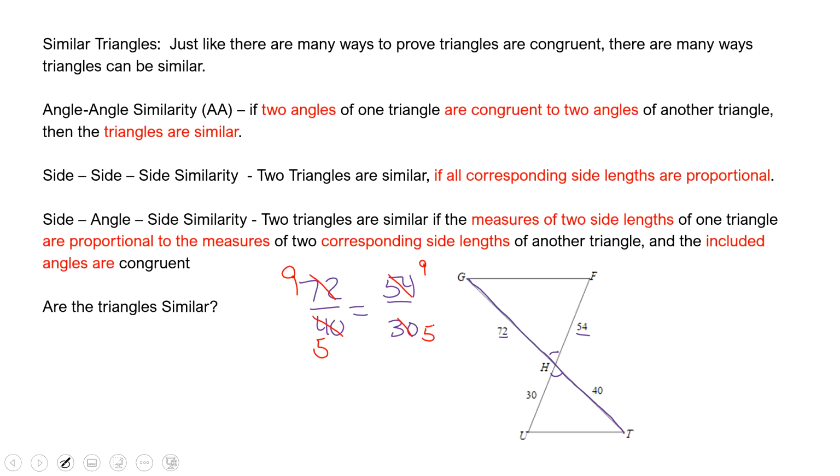My proportion is the same, and I end up with similar triangles because the two side lengths that I have are proportional. If you had wanted to do the cross multiplying, I would do 30 times 72, which becomes 2,160. 54 times 40 becomes 2,160. So I can look at that and say, yep, they're proportional as well because my two products are equal. So I know that I have similar triangles.